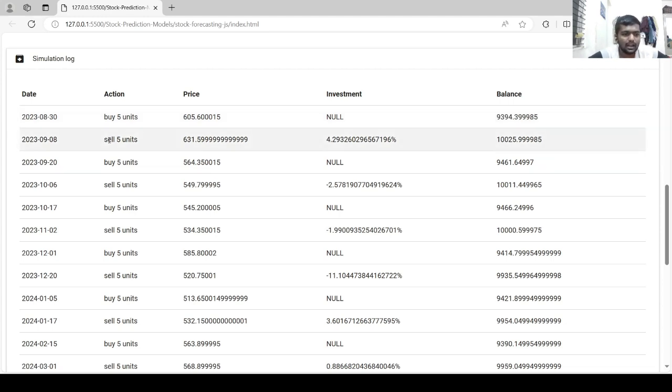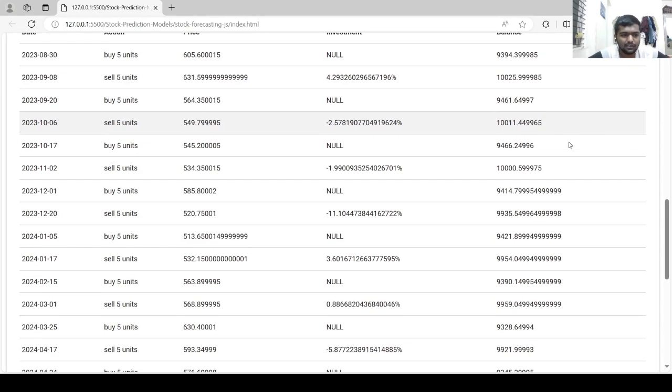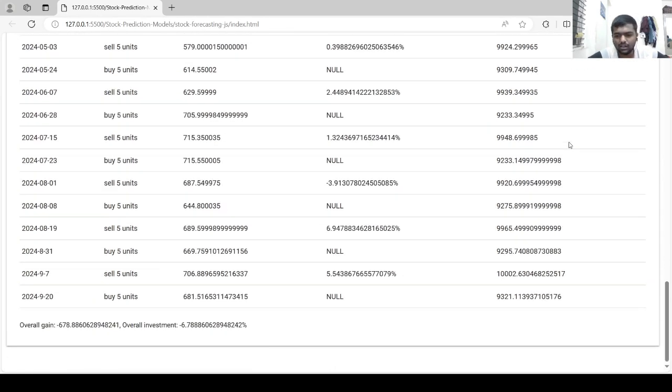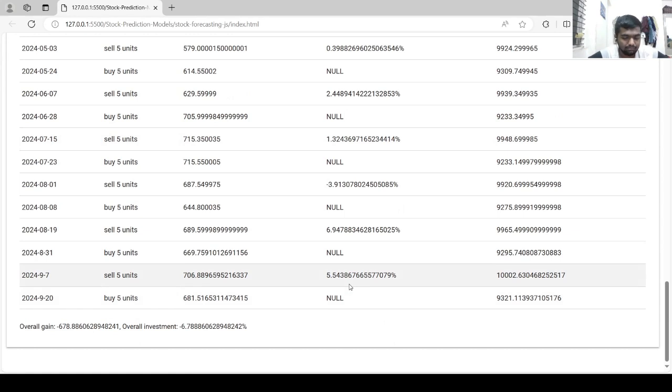And after a few days you sell those 5 units and make a profit of 631, and your inventory will be increased to 10,025. So this is your balance after the first investment. Further, when you make investments throughout the year, in the end you will be left with this amount, which is at loss currently.